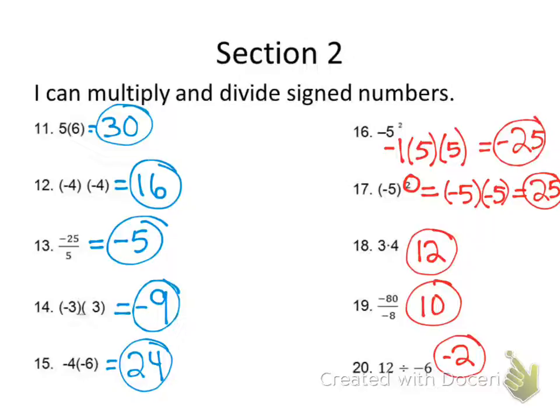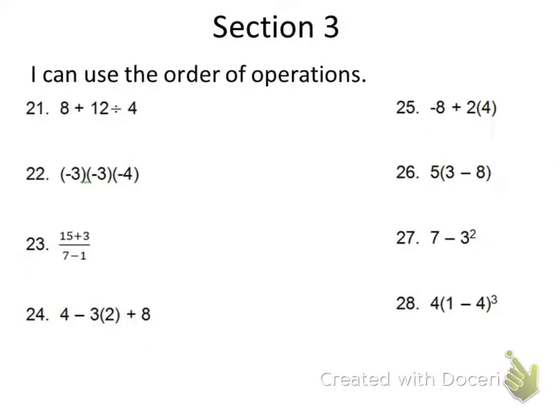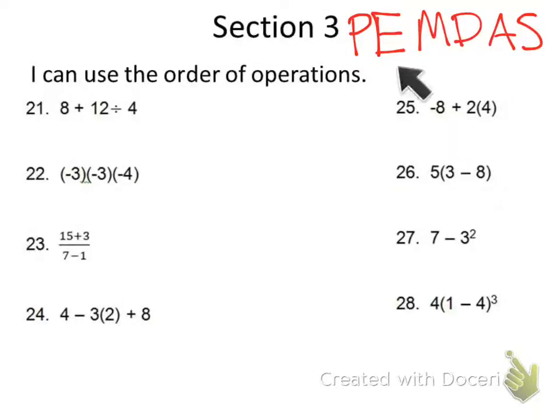All right, so I can multiply and divide signed numbers. Next, I can use the order of operations. Before I can do it, I need to know what it is. Raise your hand if you can refresh my memory on the order of operations. Yes, ma'am. Please Excuse My Dear Aunt Sally. So please is the P, excuse, then my dear, Aunt Sally. Okay, what does that stand for? Parentheses, exponents, multiplication, division, and adding and subtracting.